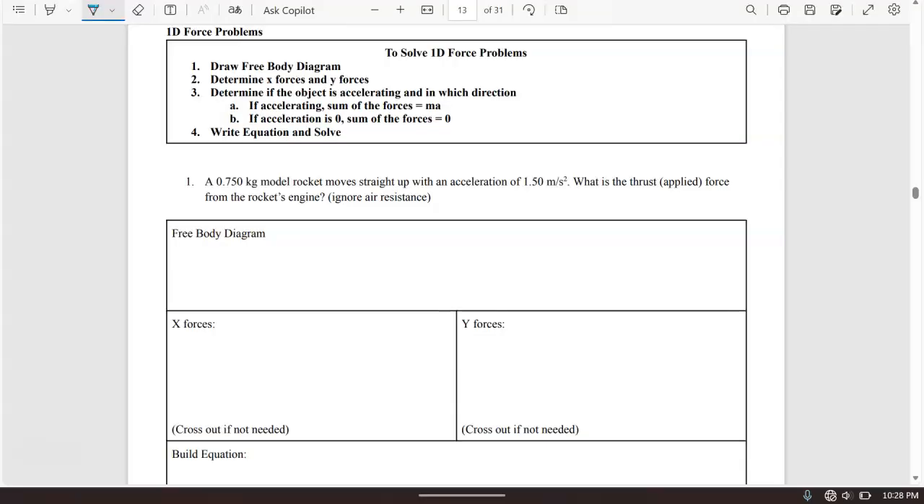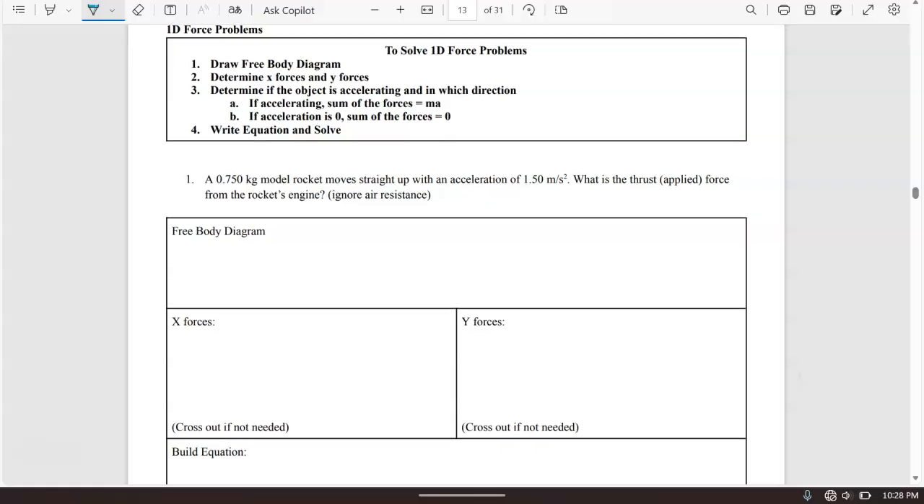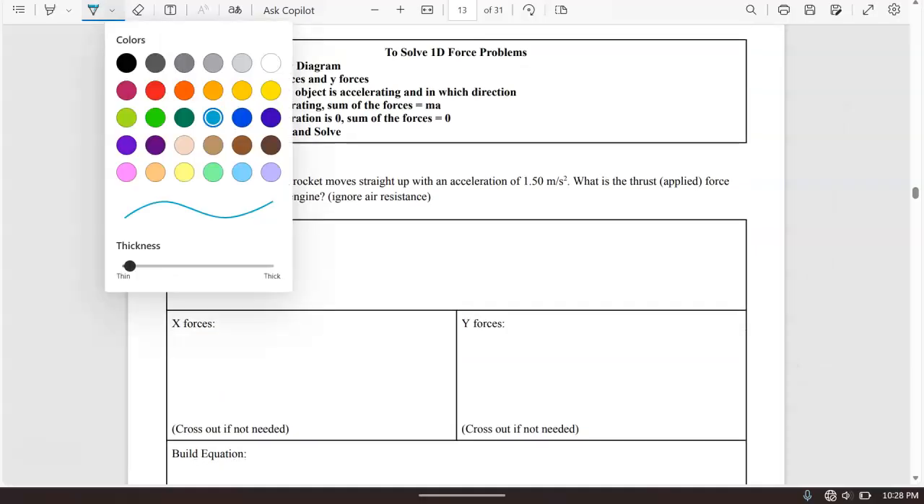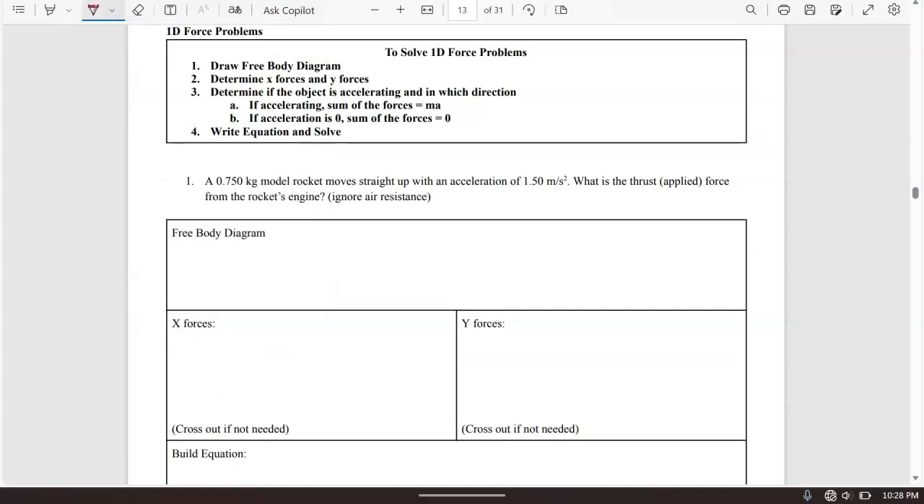All right, let's go ahead and talk about one-dimensional force problems. In the 2025 school year, this is page 13 in your packet. It might be a different page in your packet currently, but just find where this problem is. It should be around page 13. So to solve your 1D force problems, you start with these 4 steps.